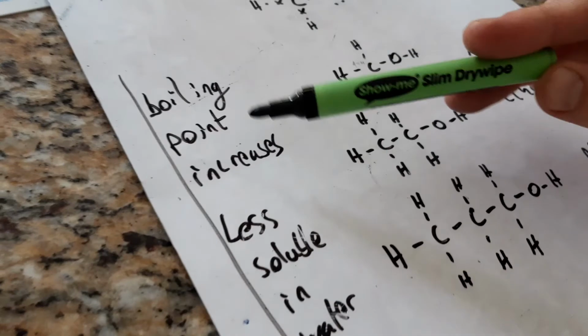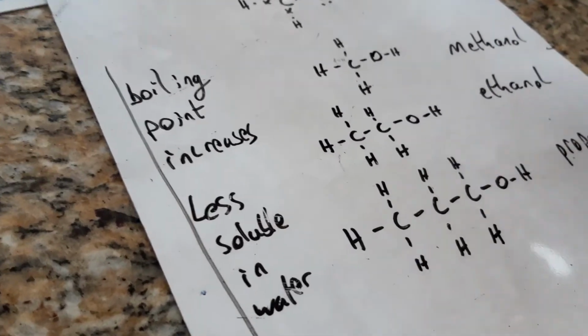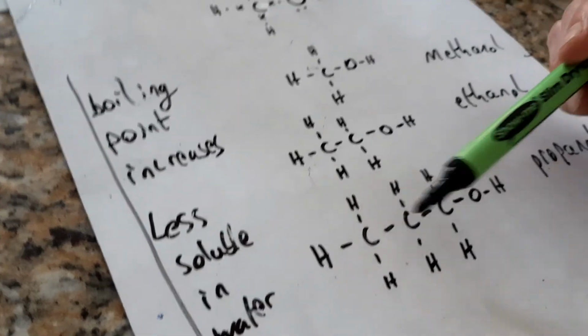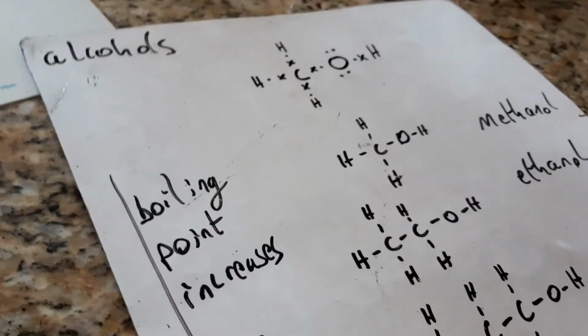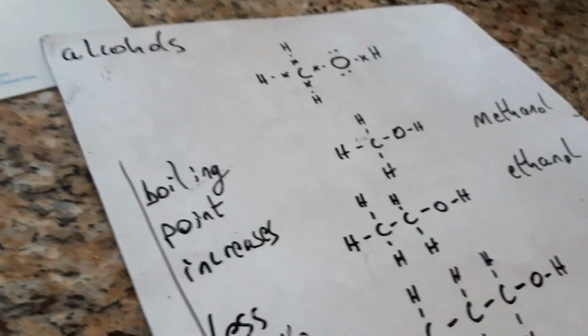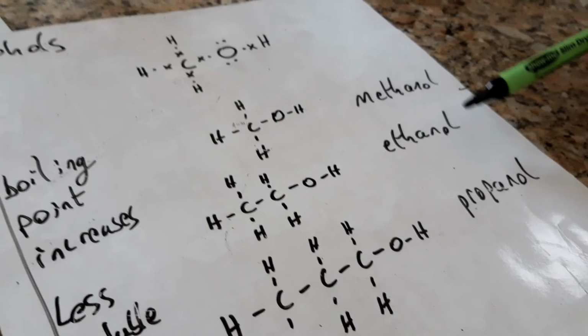The boiling points increase as we go down the group because there's a longer chain, there are more electrons, there are more van der Waals forces and greater intermolecular forces between them all. But you guys just need to be aware for now of what an alcohol is and how to name the first members of the series.